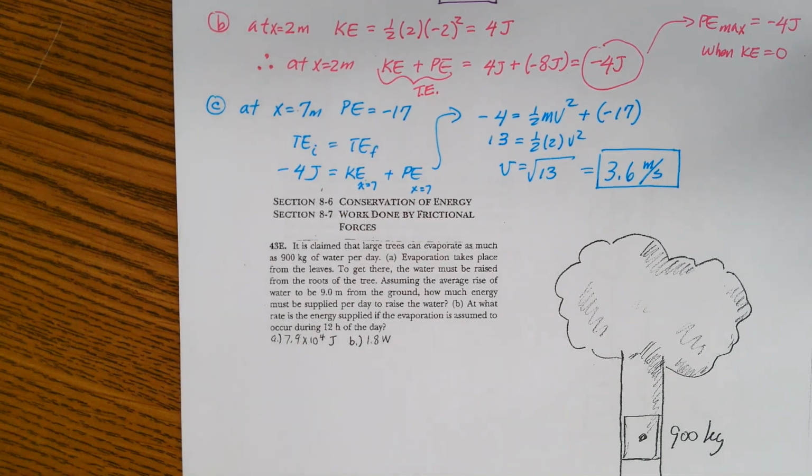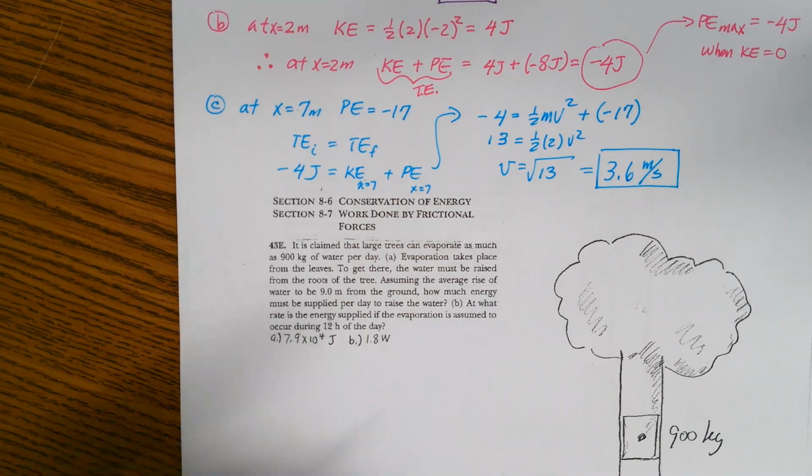Conservation of energy. Looks like conservation of trees too, right? It is claimed that large trees can evaporate as much as 900 kilograms of water per day. A, evaporation takes place from the leaves. To get there, the water must be raised from the roots through the tree and to the leaves. Assuming the average rise of the water to be around 9 meters from the ground, how much energy must be supplied per day to raise the water?